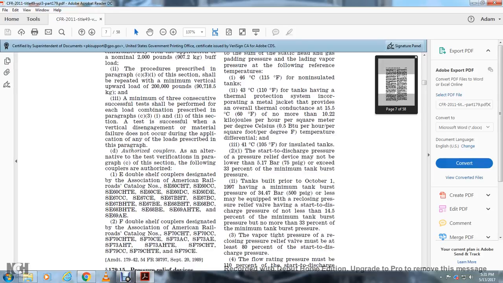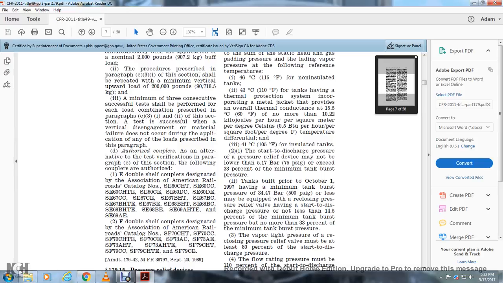All right, 41 degrees Celsius, 105 degrees Fahrenheit, insulated tank. The start to discharge the pressure, but the pressure relief device may not be lower than 5.7 bar or 75 psig, but the psig may not exceed 33% of the minimum tank burst pressure.